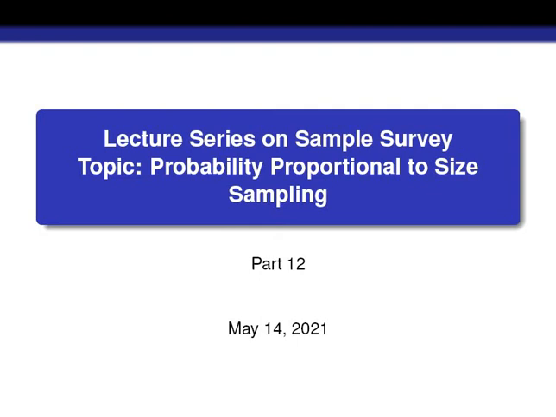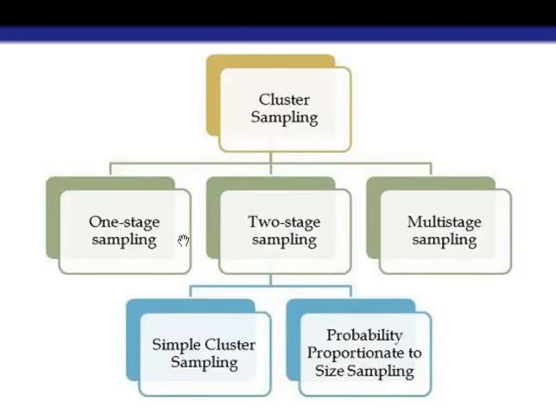This is the 12th part of the series, and in this part we shall talk about probability proportional to size sampling. Previously we have discussed cluster sampling, and in cluster sampling we have seen that there are three types: first one-stage sampling, then two-stage sampling, then multi-stage sampling. The two-stage sampling is again divided into two parts: first simple cluster sampling and second probability proportional to size sampling. So until now we have discussed cluster sampling, one-stage sampling, two-stage sampling and simple cluster sampling. Now it's time to discuss probability proportional to size sampling.